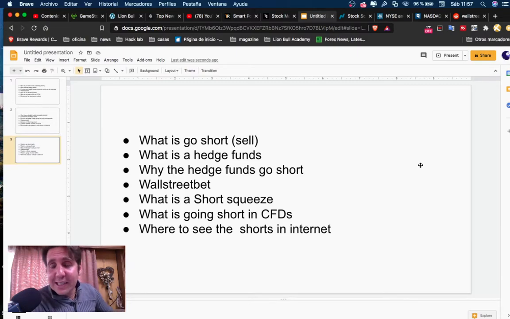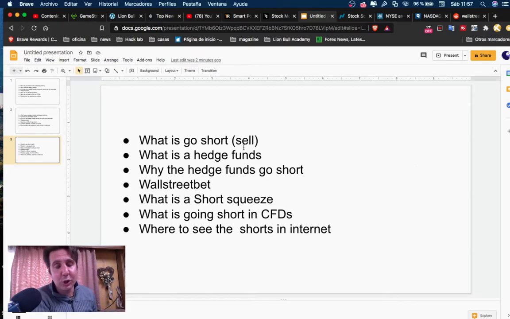What is a hedge fund? Why does the hedge fund go short? What is Wall Street Bets? What is a short squeeze? What is going short in the CFD market? And where to see the short position on the internet? So let's start with the first one.